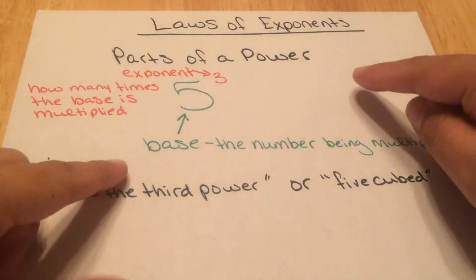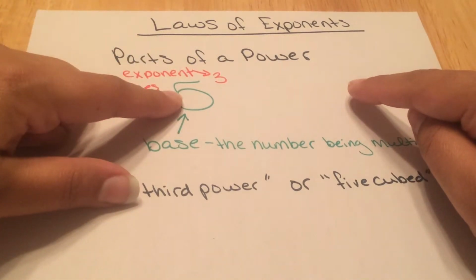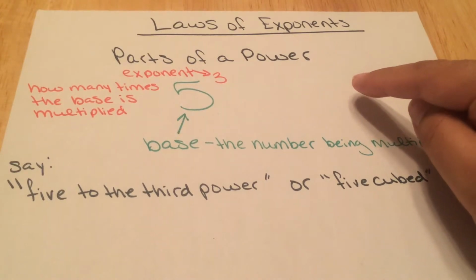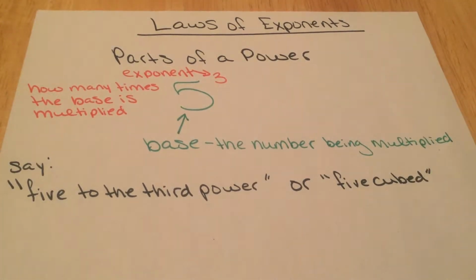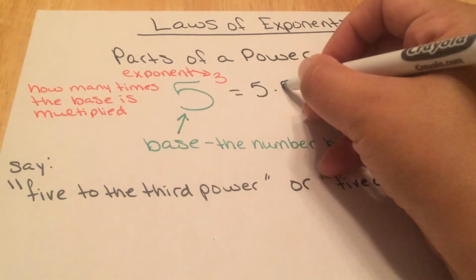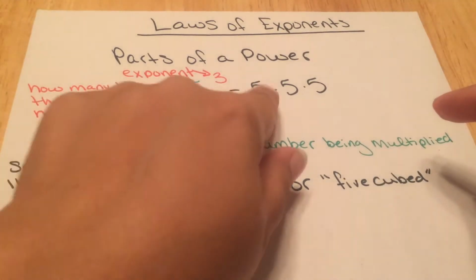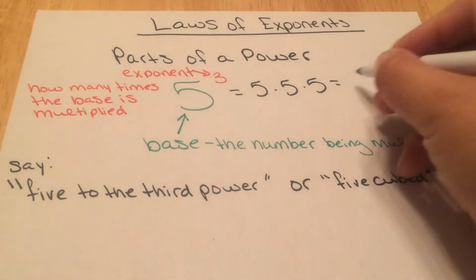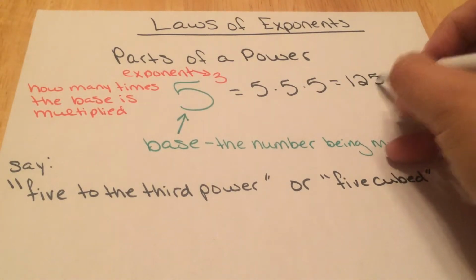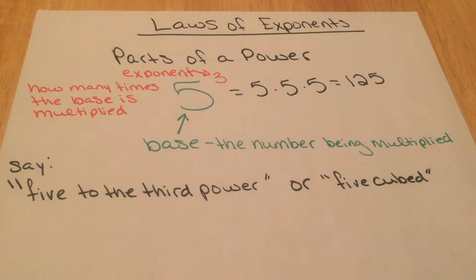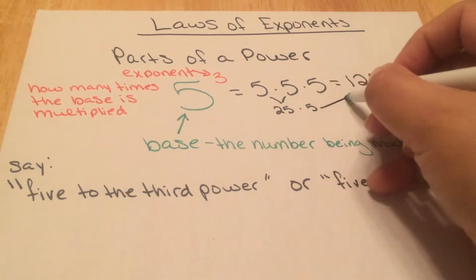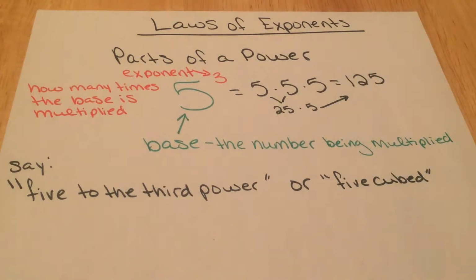When we look at our parts of a power, we have two parts: a larger number called the base, and the exponent, the smaller number that's superscripted. The base is the number being multiplied. So what this really means is 5 times 5 times 5, where we multiply 5, the base, 3 times. So we probably do want to answer that question. That would be 125. 5 times 5 is 25, and 25 times 5 gives us 125. So that's where we're getting that answer from.